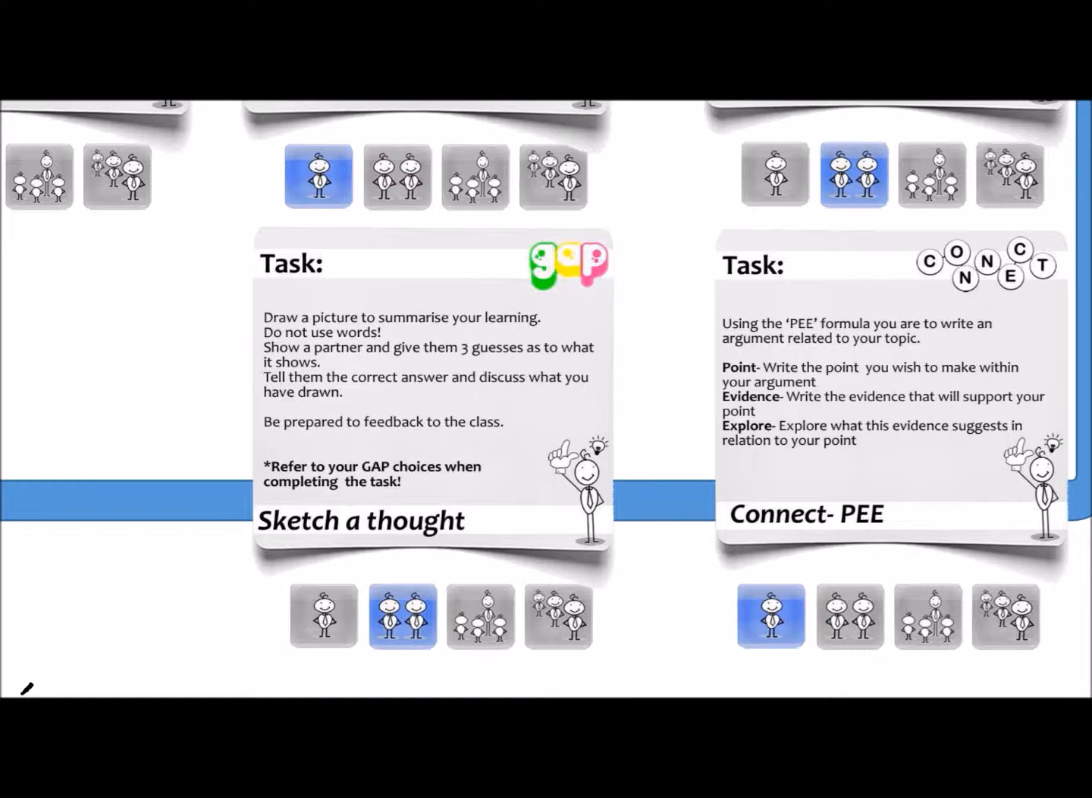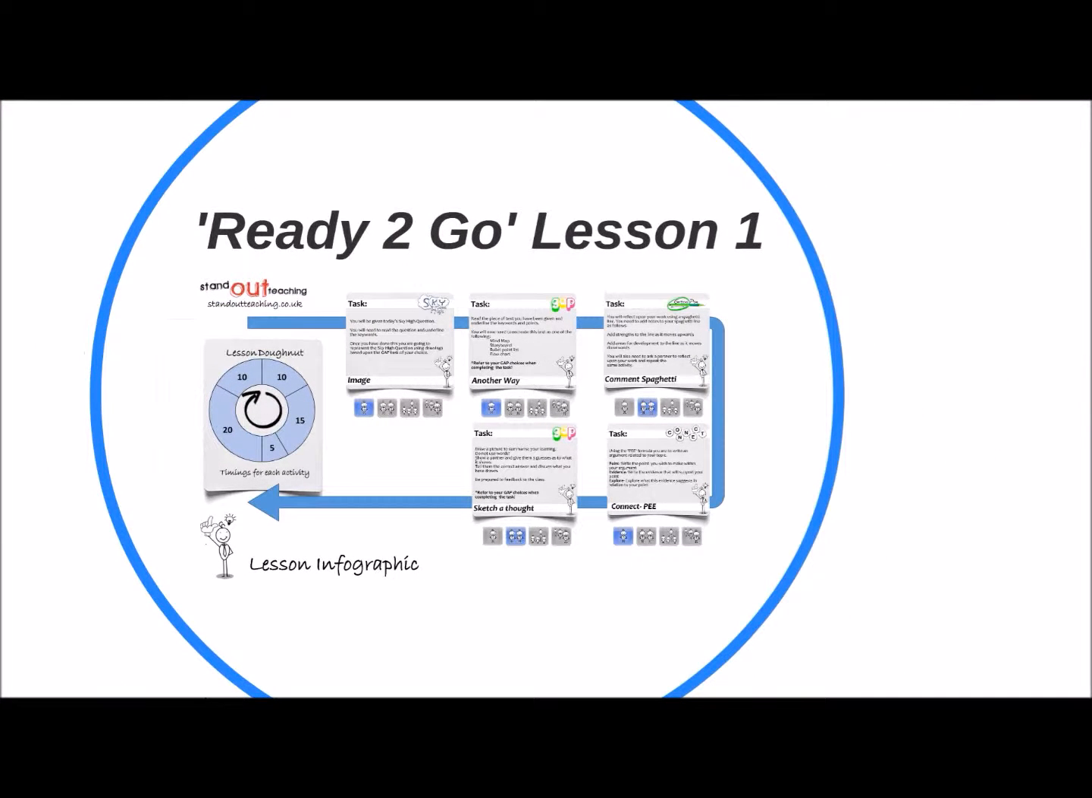For example, you could really challenge them by saying for pink that they only draw 1 picture, whereas for green they could do a sequence of pictures to represent their learning. This is a paired activity, so they can do it together and summarise their learning and discuss it as they're moving through. So that's a quick run through of an idea for a lesson structure that you could use.